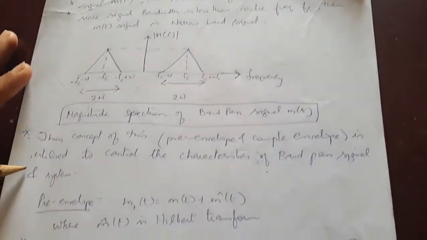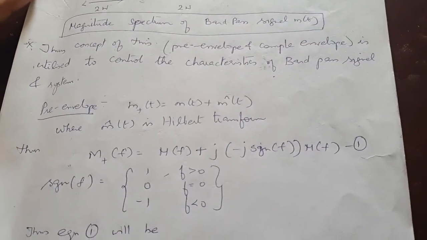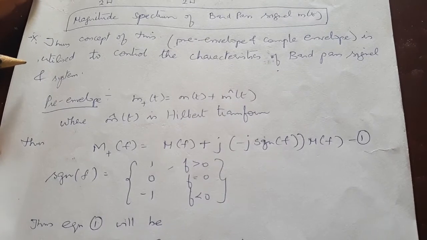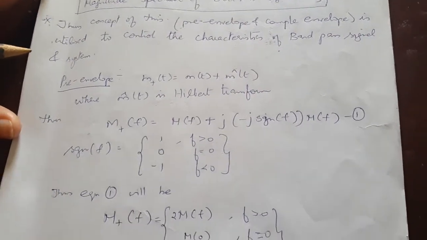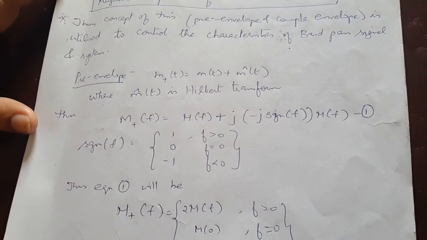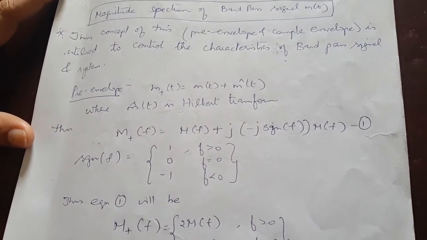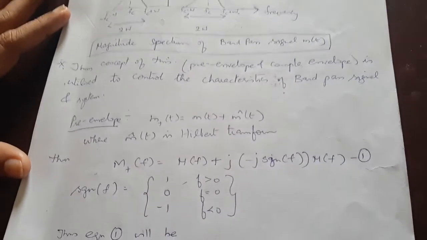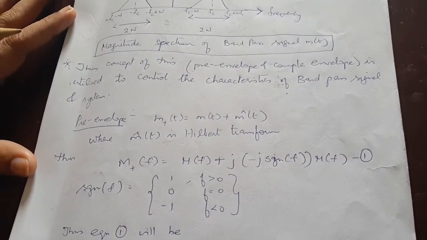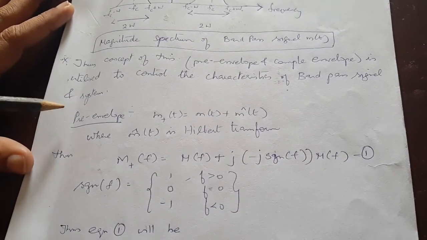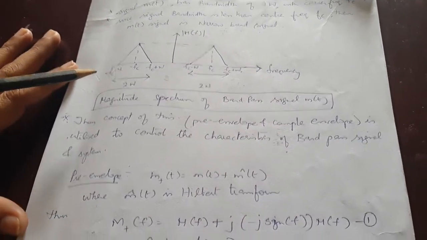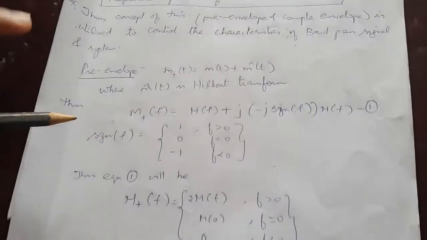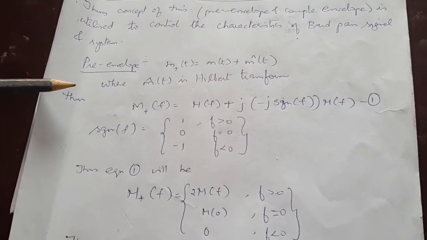Thus, the concept of this pre-envelope and complex envelope is applied or utilized to control the characteristics of a band pass information. So almost all your signals in a system will be allowing your information to pass through a band pass filter. How to control the characteristics of the signal will be determined by this pre-envelope and the complex envelope of the system. So how can the pre-envelope be determined mathematically?